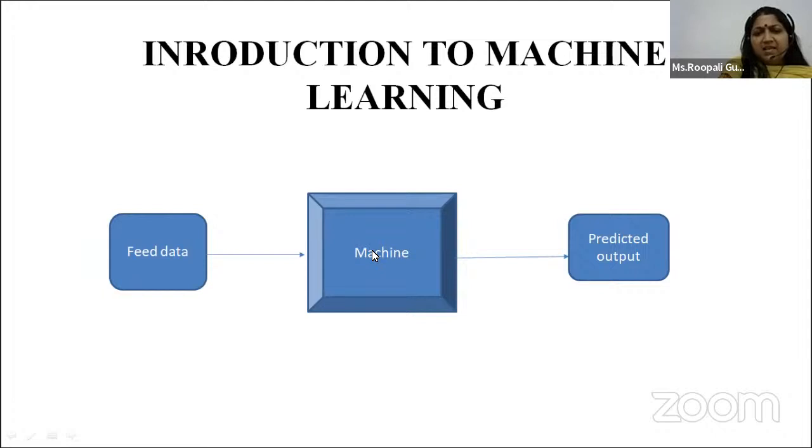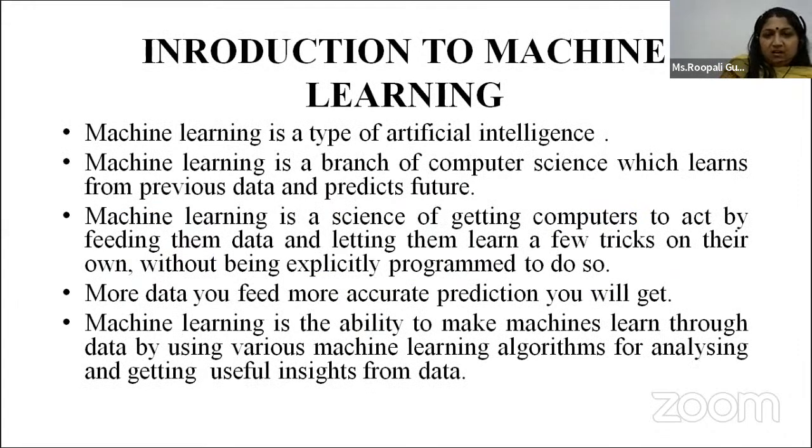Machine can be anything. It can be a system, or it can be any other machine. We feed data to the machine, and we keep on feeding. The machine also contains some data already, and we keep on feeding the new data to the machine. On the basis of the previous data as well as the current data, the machine analyzes that data, processes that data, and predicts some output out of it. So this is basically what machine learning does. The more data we feed, the more accurate results we will get.